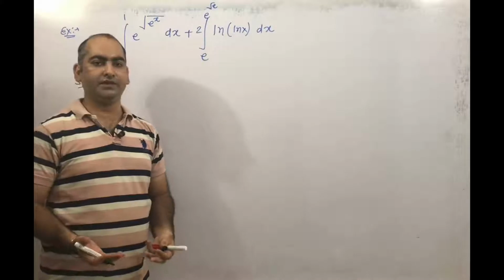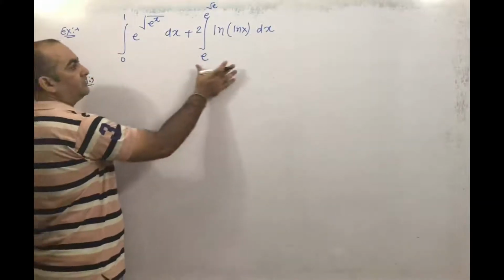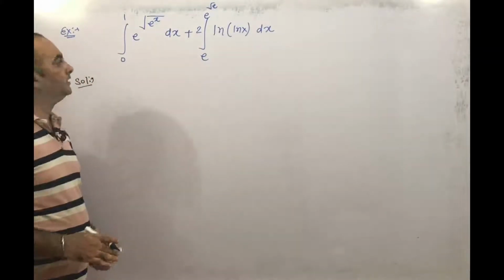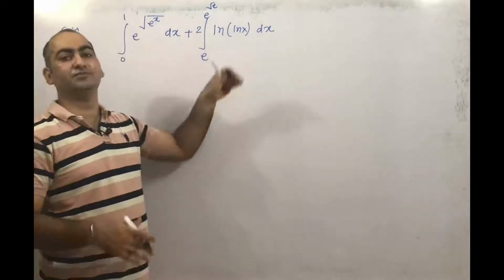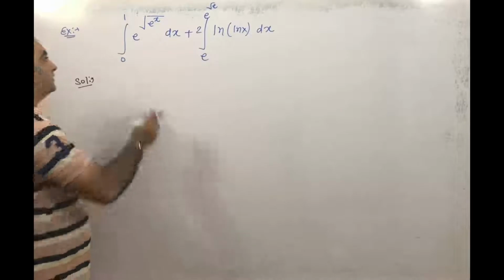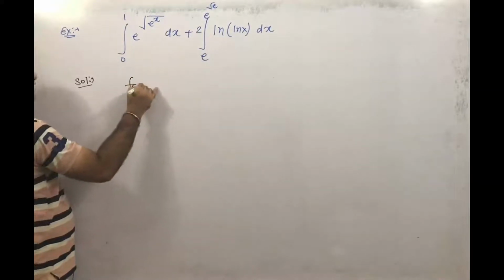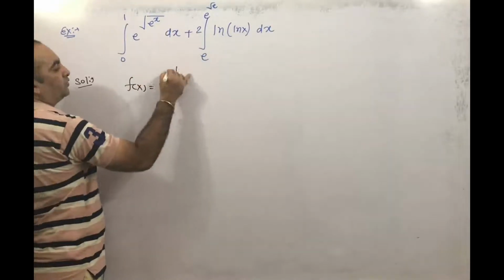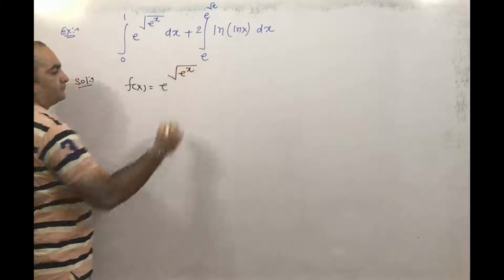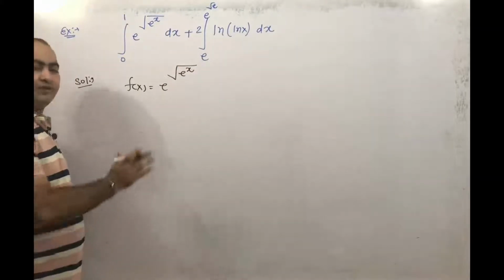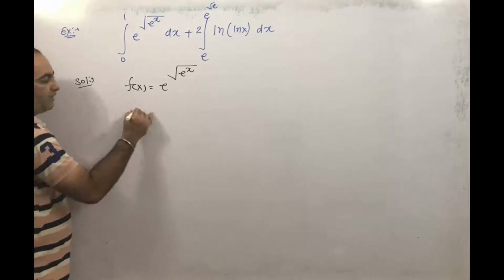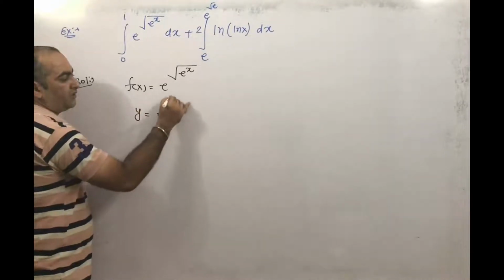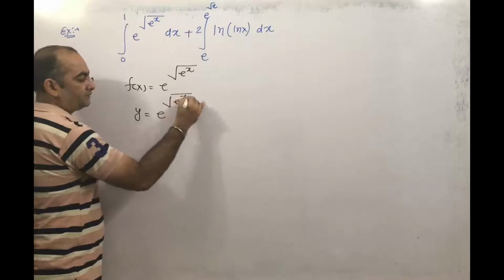Suppose this type of integration is coming and it is very complicated. Then one thing we can check is whether this is f(x) and this is f inverse of x. So this one we are taking as f(x), equal to e power root over e power x. First we will find the inverse function of this one. So f(x) we take as y equal to e power root over e power x.